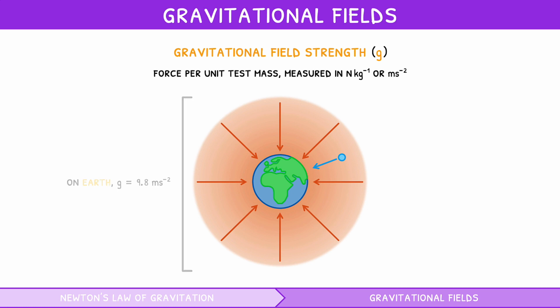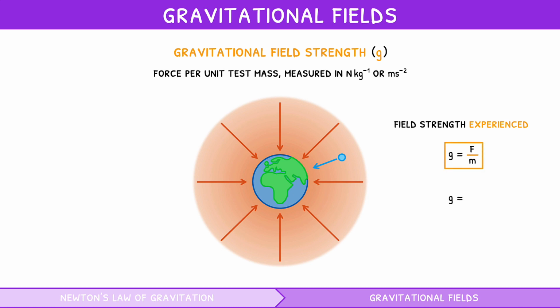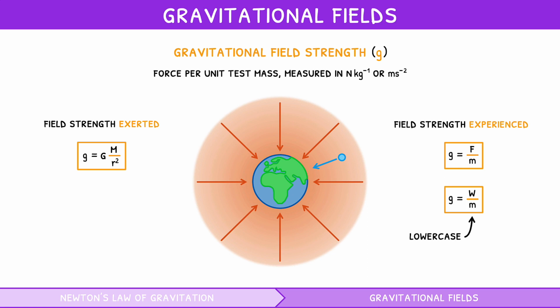The formula for gravitational field strength experienced is thus gravitational field strength equals gravitational force divided by mass. This is colloquially known as weight divided by mass. Note, mass is denoted with a lowercase m in this formula. On the other hand, the formula for gravitational field strength exerted is gravitational field strength equals gravitational constant times mass divided by radius squared. Note, mass is denoted with an uppercase M in this formula.